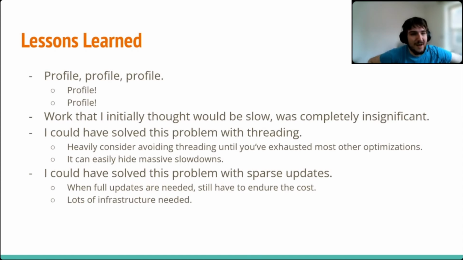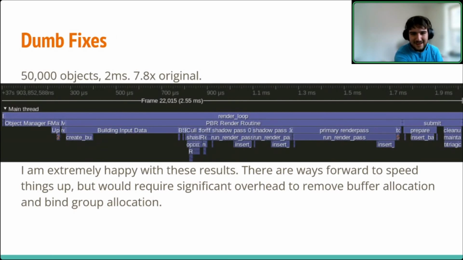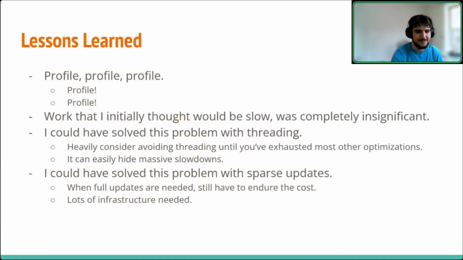What do we learn? Profile everything. All the things that I thought would be slow, making buffers, making multiple bind groups every frame, doesn't matter. Absolutely does not matter. They're in there, but they're what, 100 microseconds? Who cares? All the things you initially thought were slow weren't. So profile. You don't know what's slow until you look. You cannot predict the performance of computers. They're too complicated.